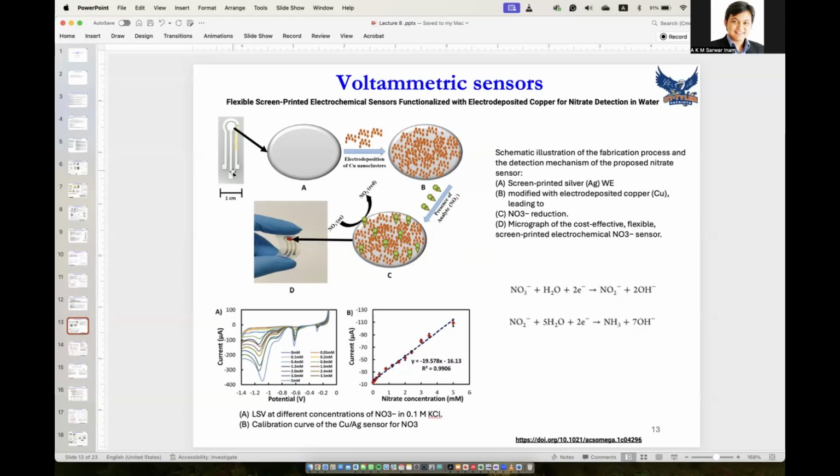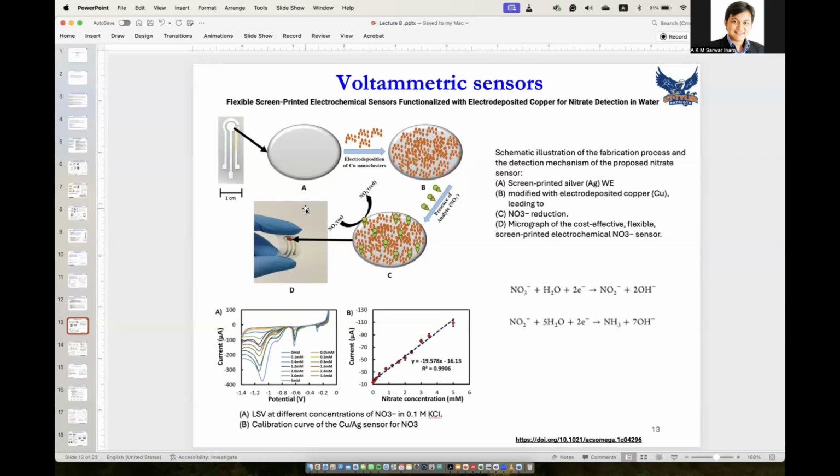So that's a flexible sensor, we are calling it, because we prepared the screen printed sensor on top of the PET sheet, and we electrodeposited copper on top of the working electrode, and we're calling it for nitrate detection in water. So here is the real image of the sensor, and we are measuring the nitrate. The nitrate is going to reduce to nitrite when the copper is present. So the copper is catalytic, doing the catalytic reaction here.